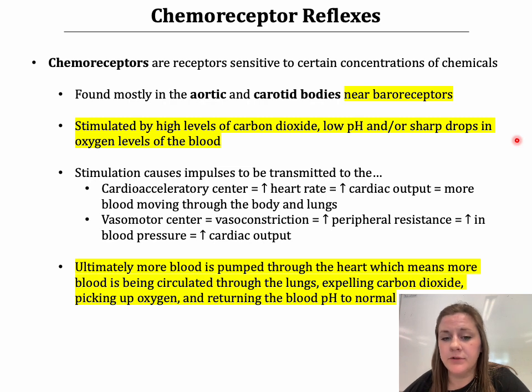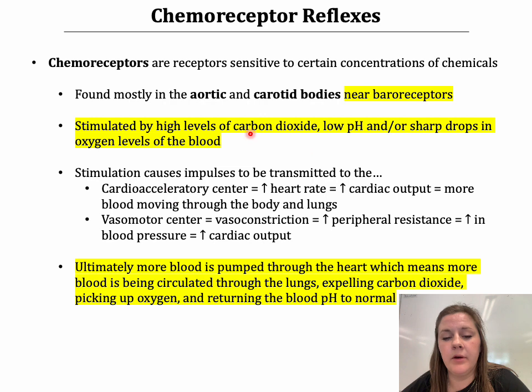If carbon dioxide levels rise, if waste products accumulate in the area, the pH will drop as well. So those are clear indicators that the blood is not circulating adequately. We need to amp some things up here and clear those waste products from the area.